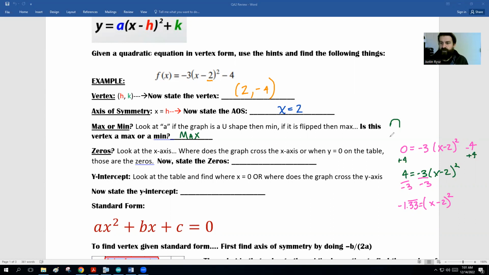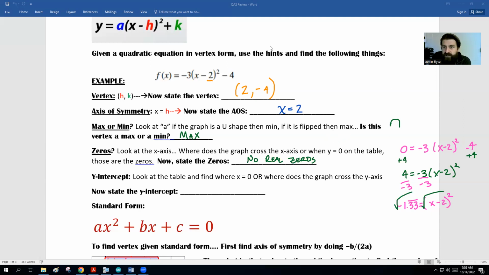Then we need to take the square root to get rid of this square. Now, the square root of a negative cannot happen. So there are no real zeros. The other thing we can do is look at the table and see if there are any. Yeah, this graph does not cross the x-axis.